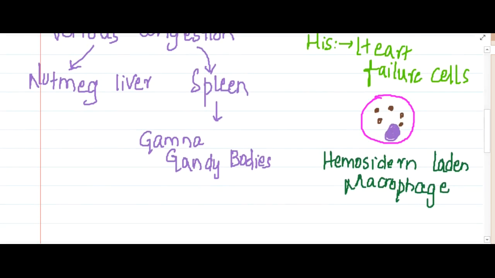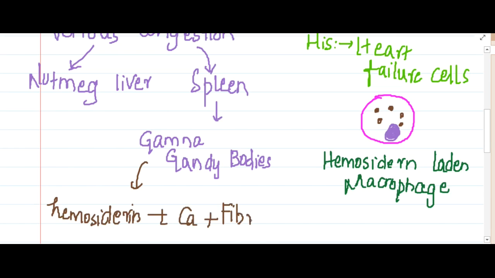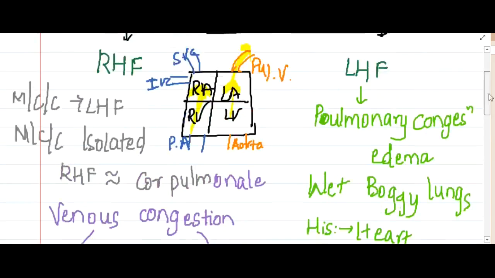Then we have seen what Gamna-Gandy bodies are. In these Gamna-Gandy bodies, hemosiderin is present also, but they also contain calcium with fibrosis. This is Gamna-Gandy bodies. So this is about heart failure in pathology.